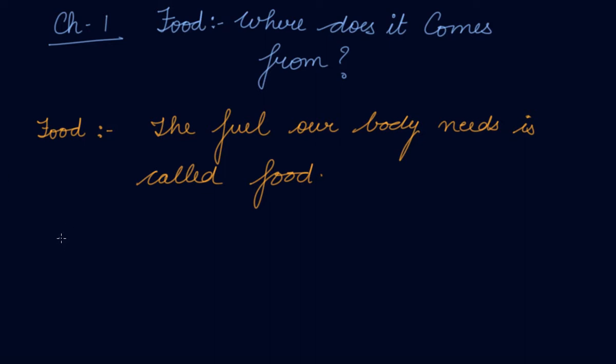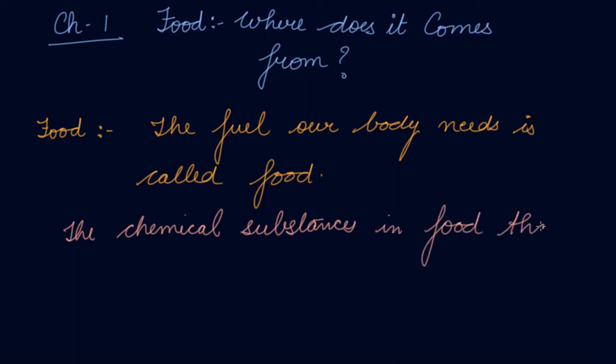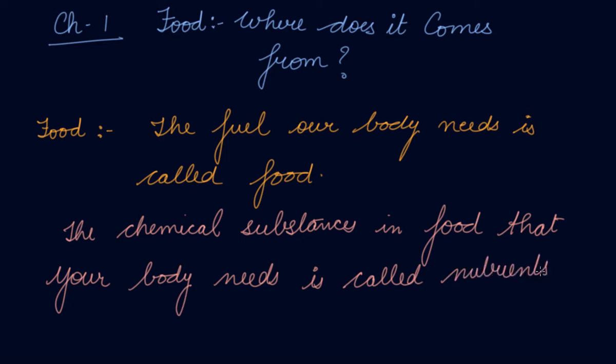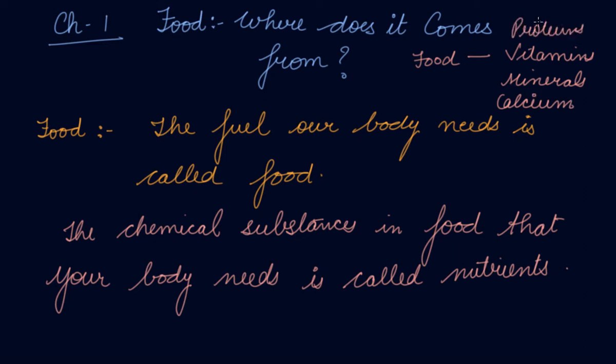Now what do we get from this food? The chemical substances in food that your body needs are called nutrients. Now see, in our food we might have heard the names vitamins, minerals, calcium, proteins, carbohydrates. All these are the chemical substances that our body needs, and we categorize them under one name, which is nutrients.